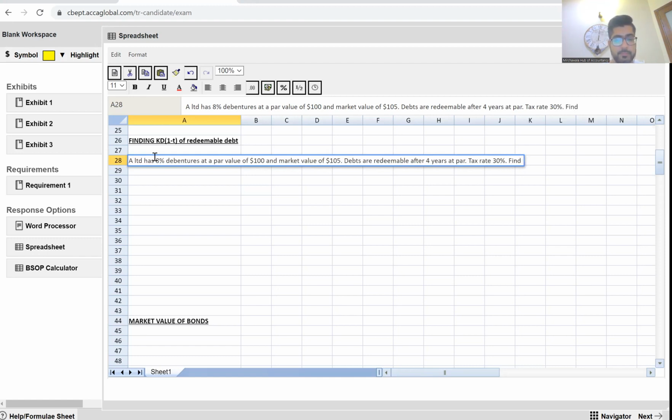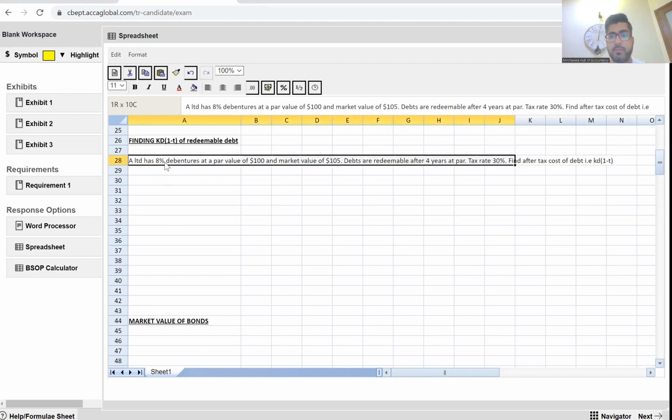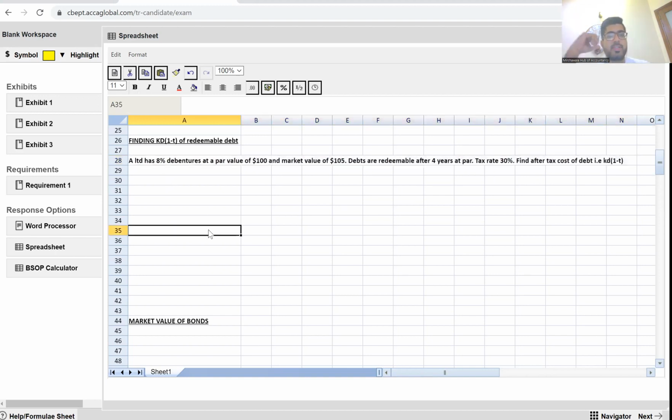Find after tax cost of debt, that is KD (1 minus T). Okay, this is a question which you have seen many times in your WACC calculations. A Limited has 8% debentures at a par value of 100, market value 105. They are redeemable after 4 years at par. Tax rate is 30%. Find after tax cost of debt, KD (1 minus T).